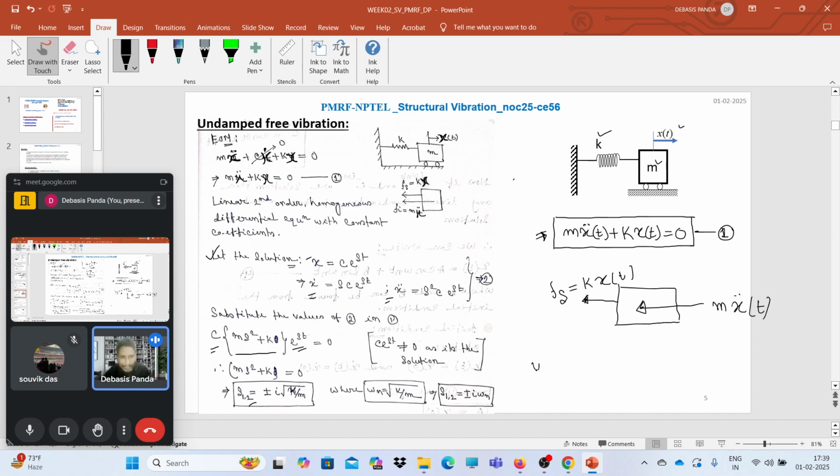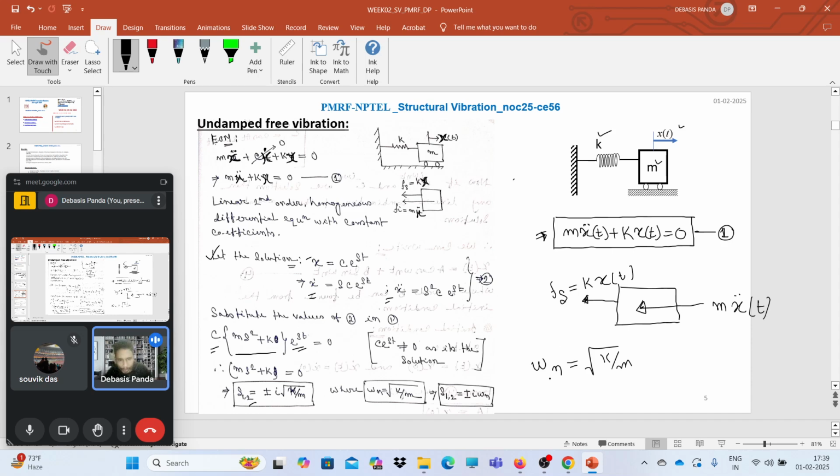Now, if we simplify it, we know the natural frequency omega n is nothing but root over k by m. And what is the natural frequency? What is the definition of the natural frequency? Natural frequency is the frequency at which one structure or system vibrates freely, with the initial conditions, more precisely.